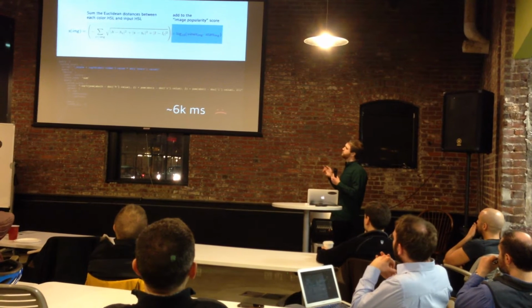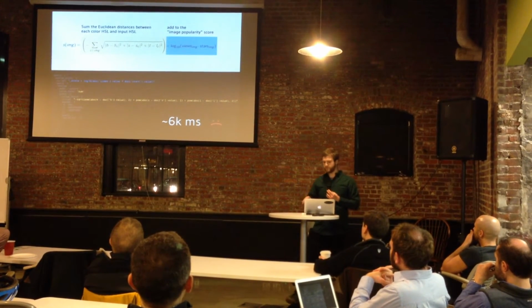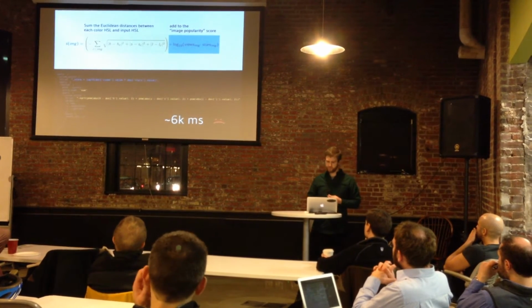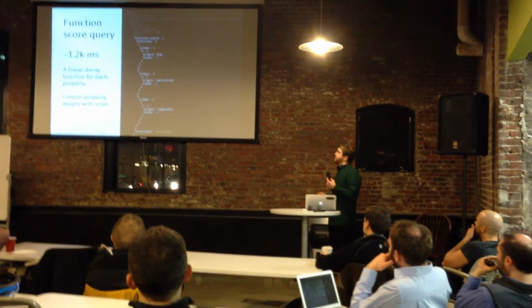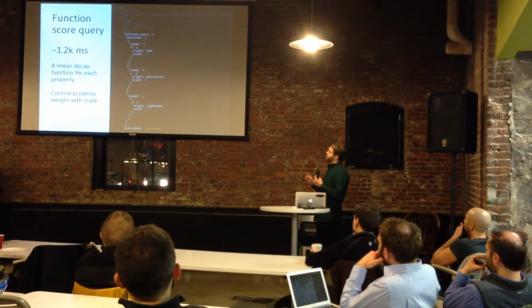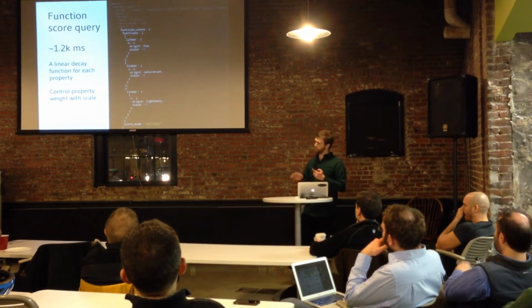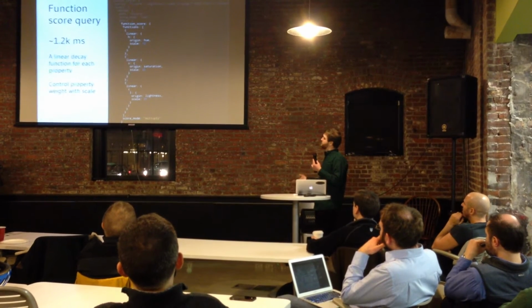I needed to control H, S, and L separately. They needed to have different weights. Adding factors to the script only made it slower and even grosser looking. So I found function score query. It was rolled out in 0.90, so it's a relatively new feature. I had no idea what the decay functions were. Figured it out, they're pretty simple.